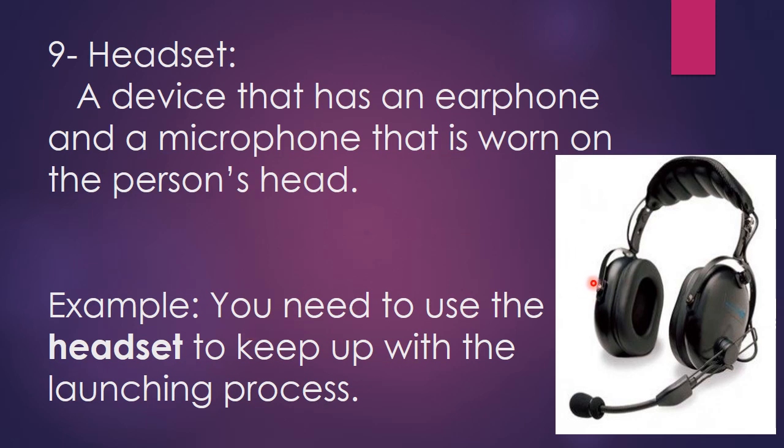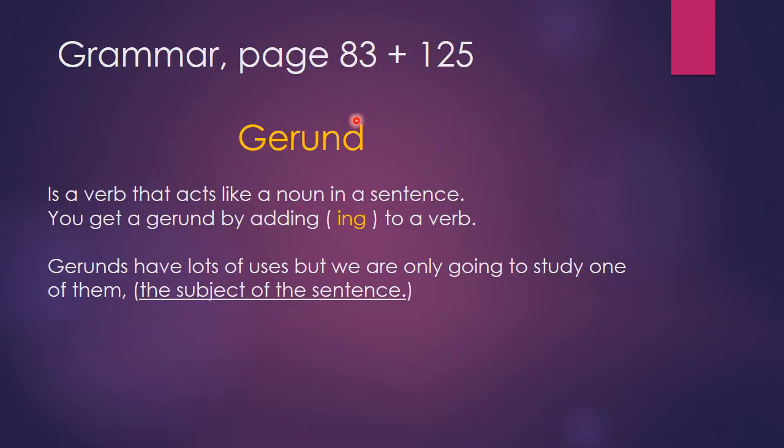So what's the difference between a headset and the normal earpieces or earphones? That the headset has what? A microphone. Okay, so we have finished the vocabulary. Now we go to the grammar.